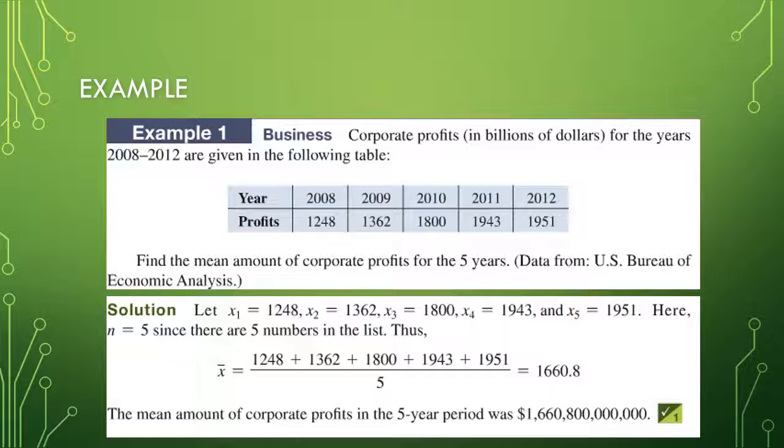All right, so all we're doing is adding all the numbers together, and dividing by 5, and we get 1,660.8. Now that's in billions of dollars. So the actual mean amount would be 1,660,800,000,000.